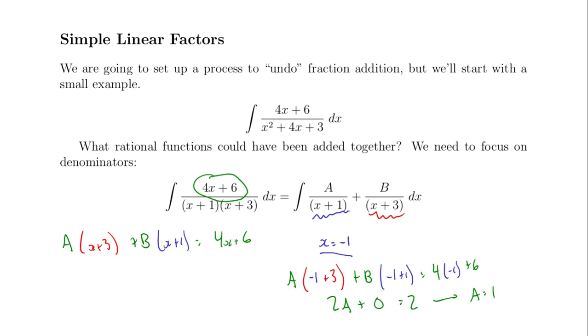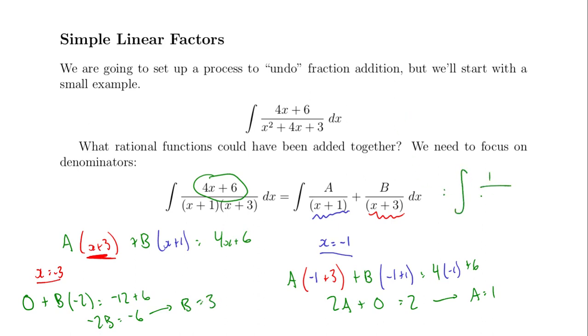Now we can do the same kind of thing. I'm running out of room. Maybe I'll do this over here. Let's see what happens when x is equal to negative 3. We're going to set this little piece equal to 0. Suddenly we've got 0 plus b times negative 3 plus 1. Well, negative 3 plus 1 is negative 2. And that's going to be 4 times negative 3, that's negative 12, plus 6. So I've got negative 2b equals negative 6. b is equal to 3, meaning our integral is still 1 over x plus 1 plus 3 over x plus 3 dx.